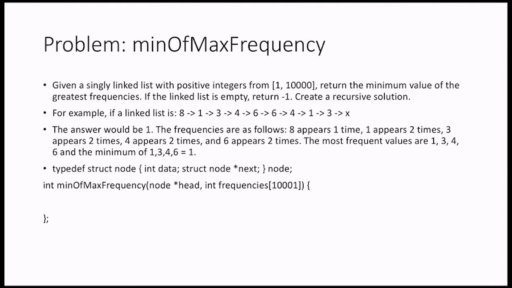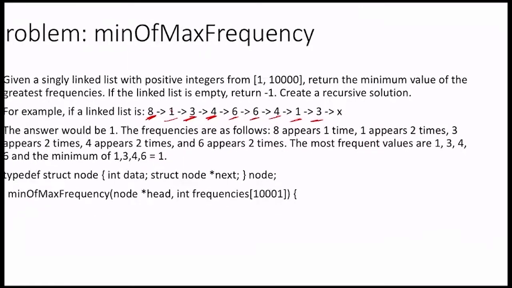So for example, if the linked list is empty, return -1, create a recursive solution. So for example, if we have a linked list, like 8 points to 1 and so on, the answer in this case would be 1, and I'll just explain why. So the frequency of 8, it appears 1 time. 1 appears 2 times. So we can see 1 appears once right here, and here. 3 appears 2 times right here and right here. 4 appears 2 times right here and right here. And 6 appears 2 times right here and right here. And also, 8 appears once there. So those are the frequencies right there.